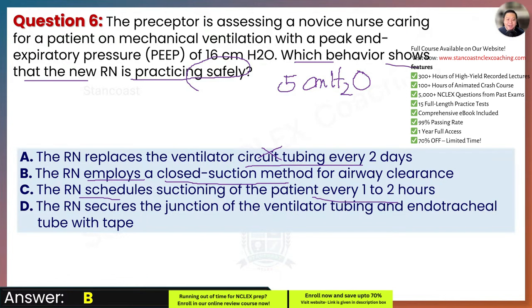Now, what about letter D? Why is this incorrect? Well, the problem here is the word tape. Securing the tubing tightly using this can actually limit the movement. It will increase tension, which can cause accidental extubation or possibly airway trauma when the patient moves or is repositioned. Instead of doing that, the preferred method is using endotracheal tube holders. So we'll do that instead of using the tape.